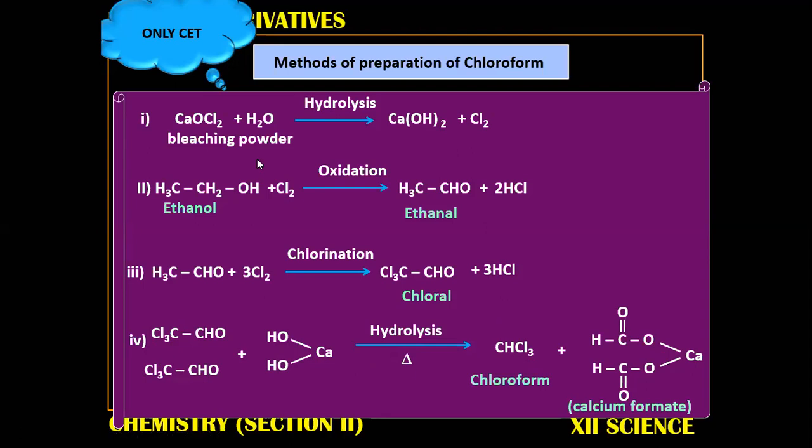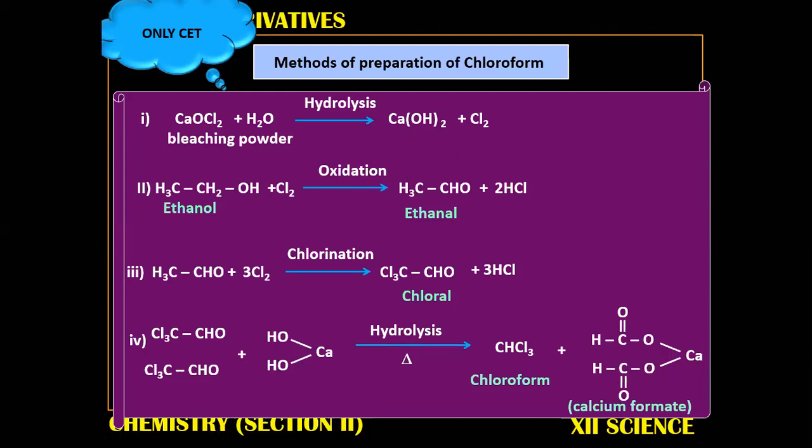I'll repeat all the 4 steps. First step is bleaching powder reacts with water to liberate chlorine. The liberated chlorine oxidizes ethanol to ethanal. Ethanal undergoes chlorination and forms chloral. You have to write 2 more names of this chloral. I'll give you 2 more names of chloral. You have to remember all 3 names. They are very important. Now 2 molecules of chloral react with calcium hydroxide, which is obtained in the first step, and get hydrolyzed to form chloroform. Chloroform is a colorless liquid.